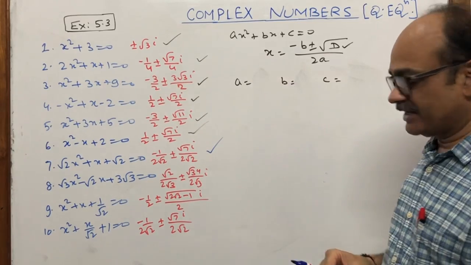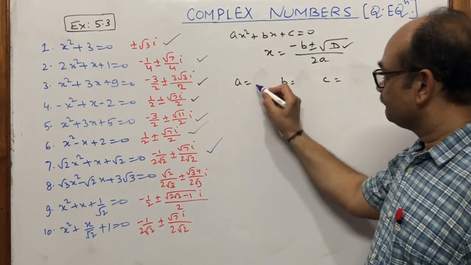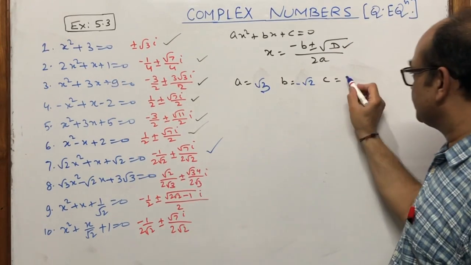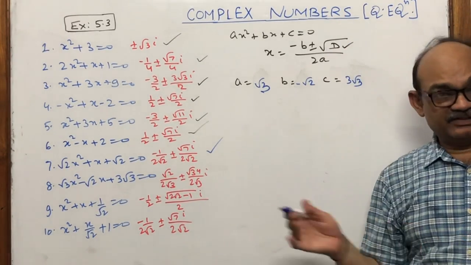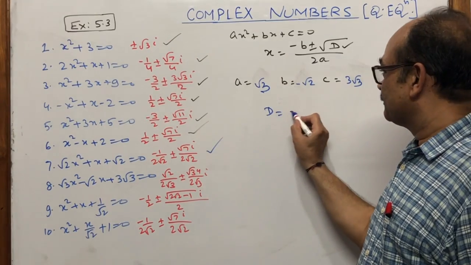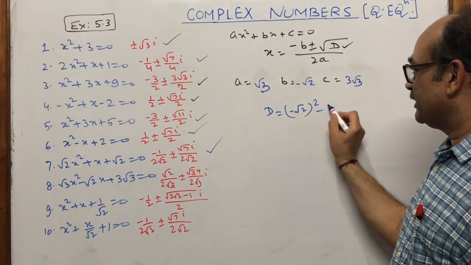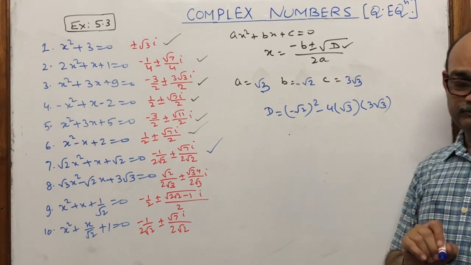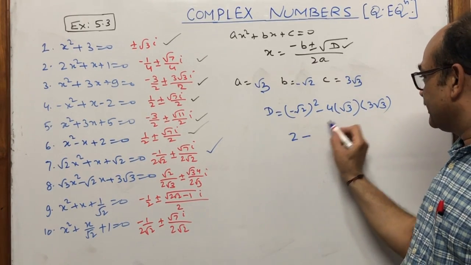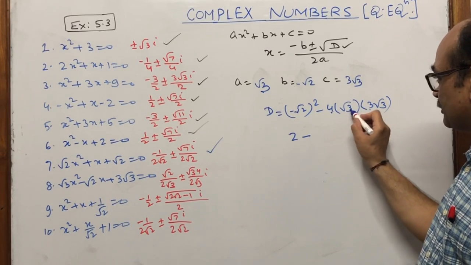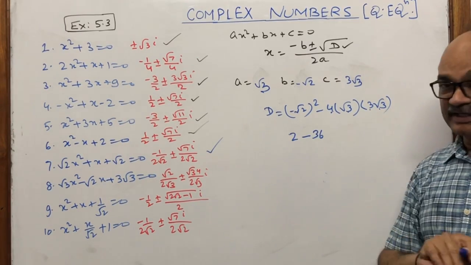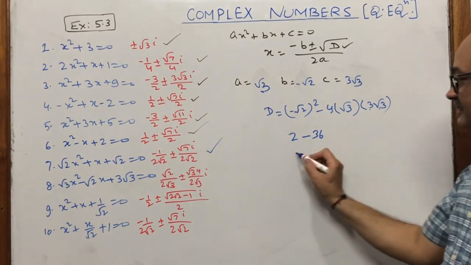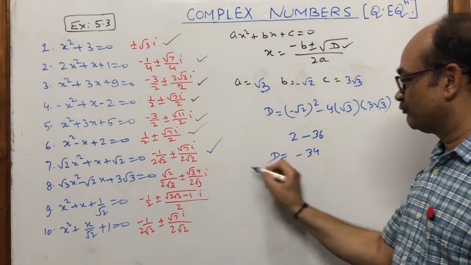Next is 8th. Root 3, minus root 2 and 3 root 3. Start with the same pattern. D equals to B square minus 4AC. Minus root 2, only 2. Minus 4 into 3, 12, 12 into 3. Check it again. 4 into 3, 12, 12 into 3, 36. So minus 34 is the value of D.